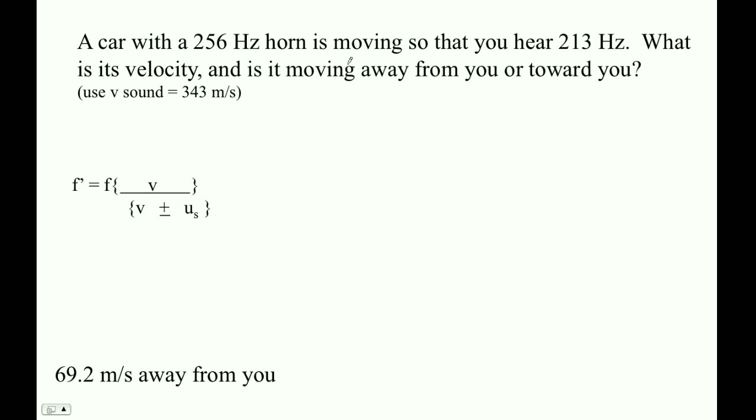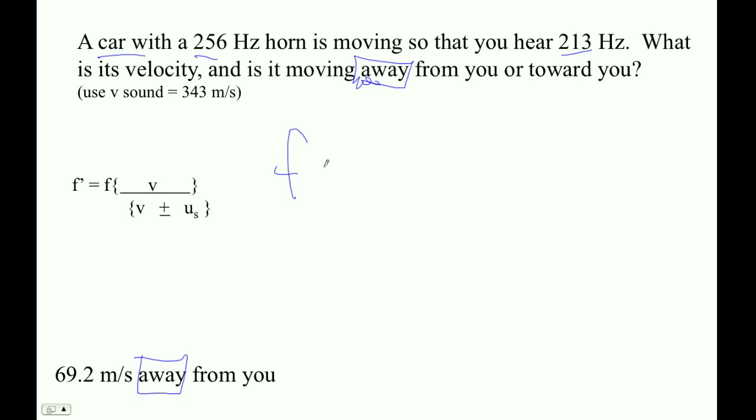Okay, this one is a moving source problem, right? Because the car is moving in such a way that we hear a lower frequency. Now, if the car is moving and you hear a lower frequency, remember that we're getting farther away from them. So they must be moving away from us. So that's our first answer: it's away from us. If they were coming toward us, we'd hear a higher frequency, but we don't. We hear a lower frequency.